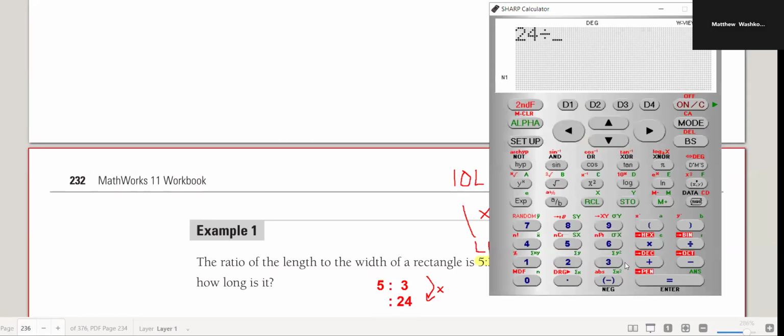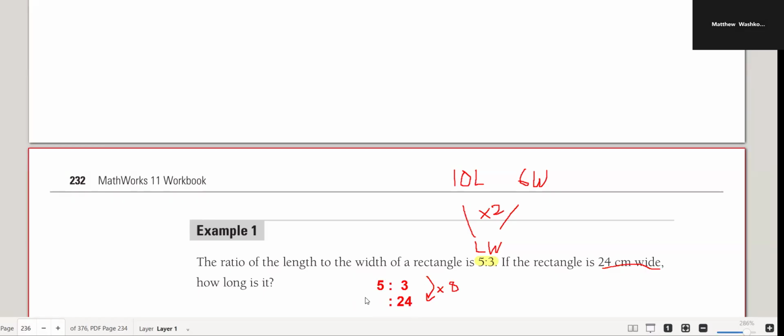24 divided by 3 is 8. Our magic number in this case is 8. So 5 times 8 would give me the correct length, which is 40. So it's 40 centimeters in length.